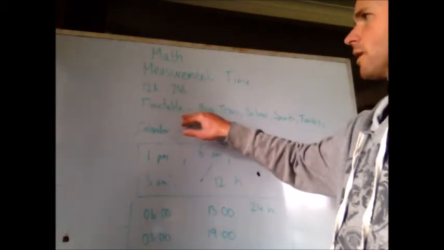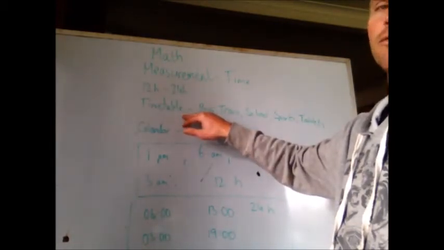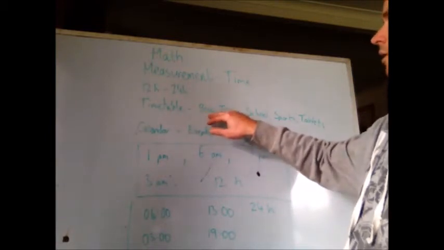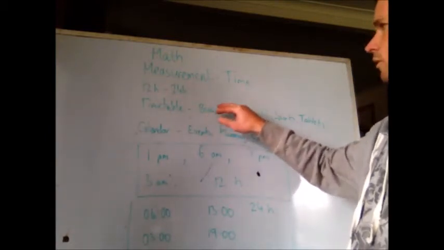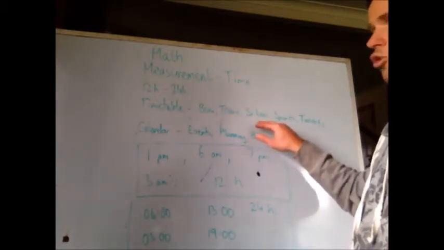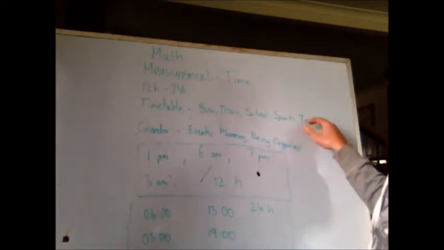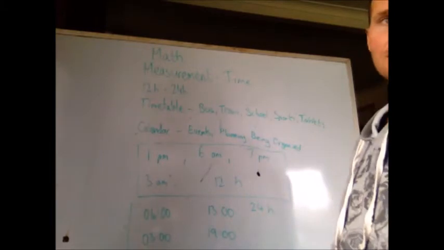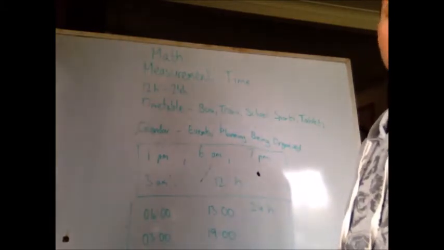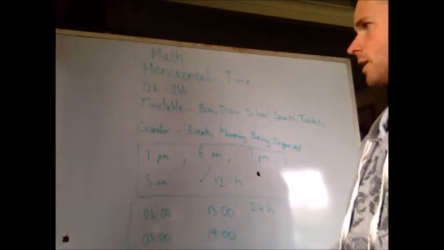So what things could possibly be helpful with knowing a timetable? Alright, so there's some bus timetables. There are train timetables, school timetables, sports timetables, and even tablets. Like sometimes you've got to take your medication. You need to know a timetable of when and where to take it.